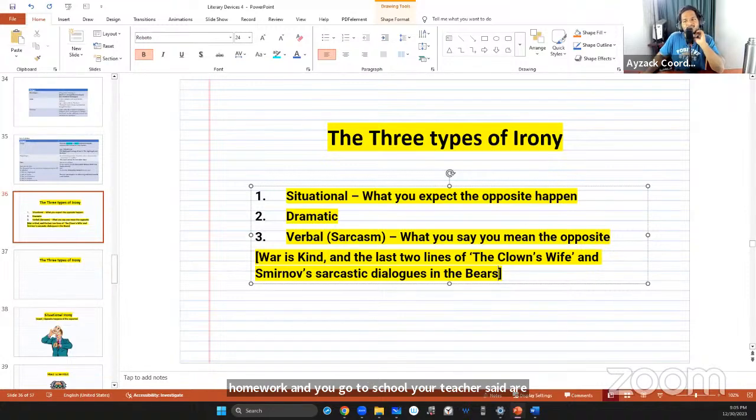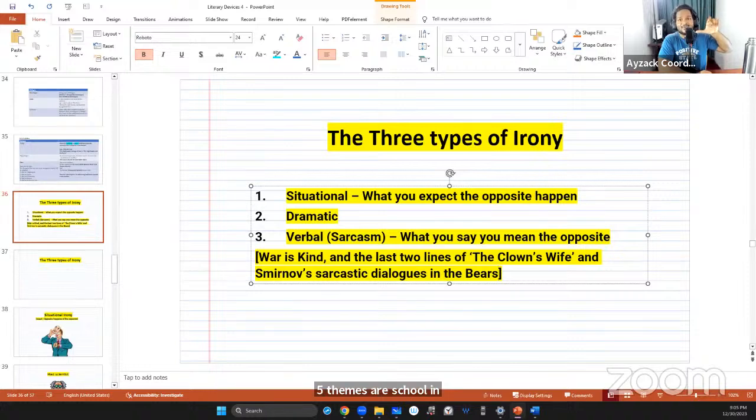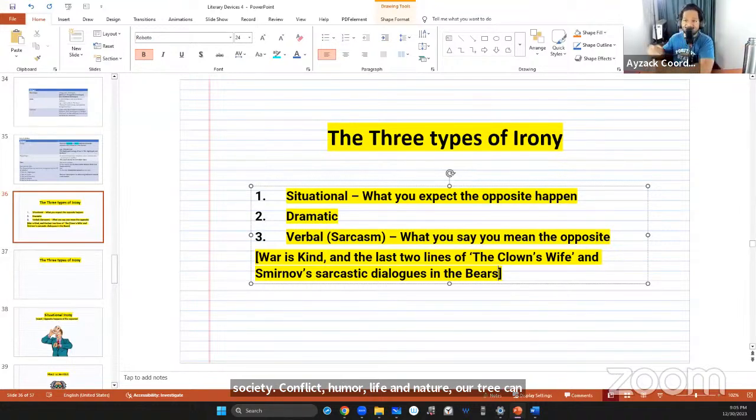A sibling rivalry can't be a theme, Mariam. Farewell to Barn and Stack and Trees falls under the theme of conflict. They have explained the themes very clearly in our syllabus. The 5 themes are schooling, society, conflict, humor and life, and nature. A poem can only have one of these 5 themes.